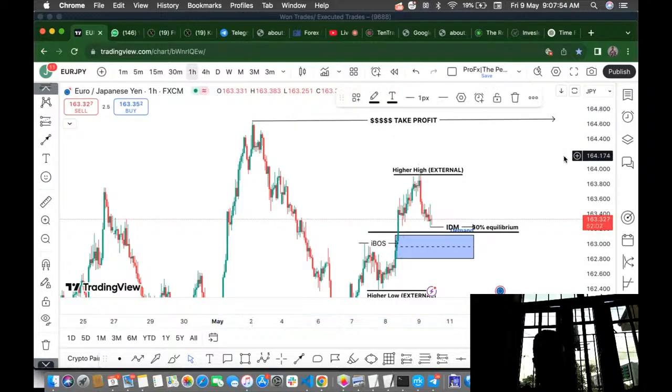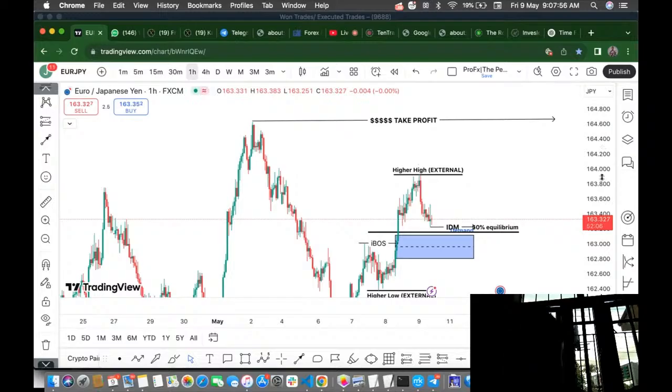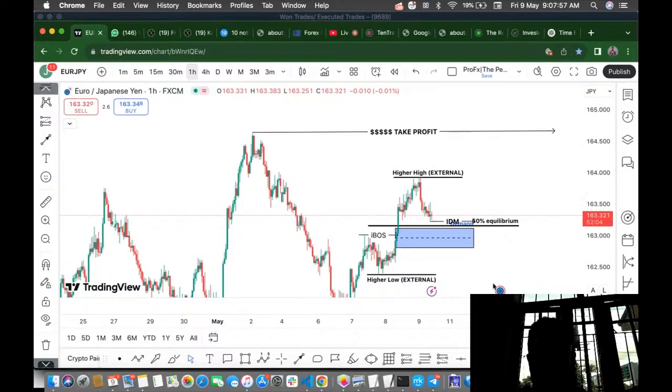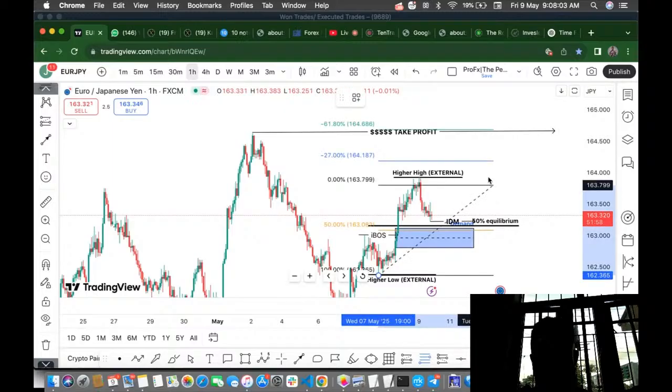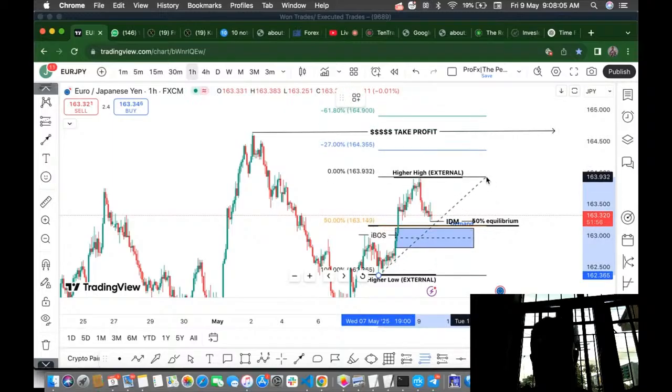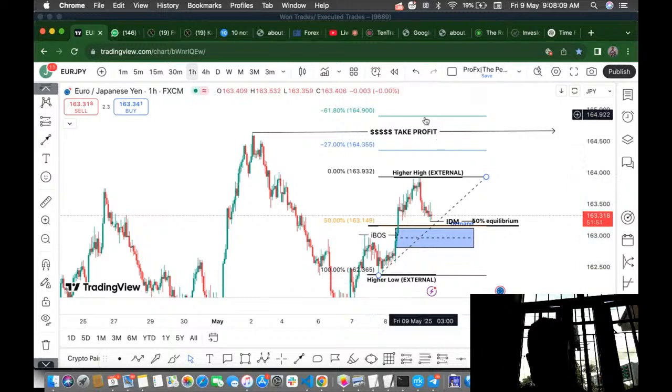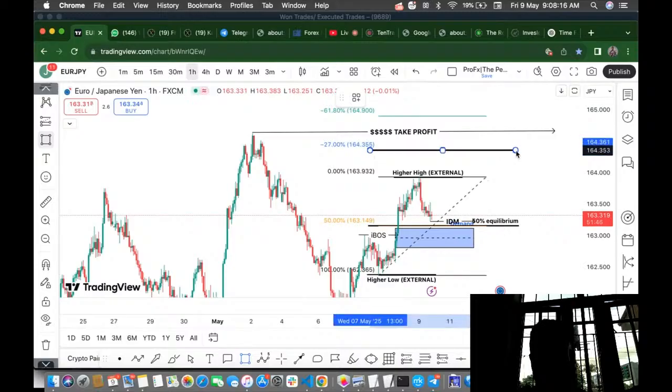Do you understand? Use Fibonacci extension or use your eyes. So let's look at the Fibonacci extension. Can you see? TP1 is here, TP2 is here. So whichever the case you want, it's okay.